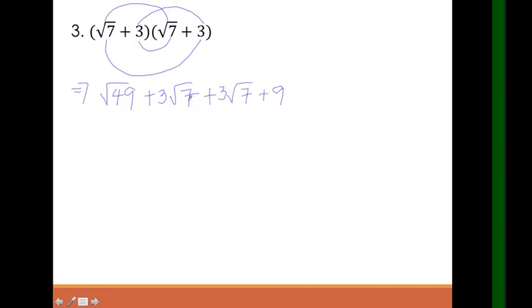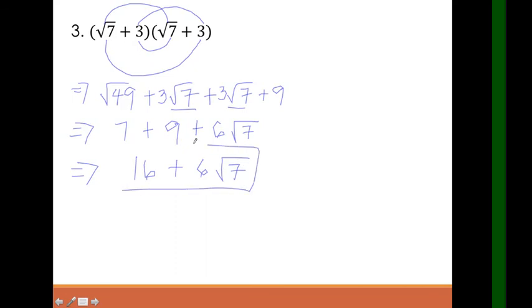Okay? Now, we can have square root of 49, which is 7, plus 9, ilagay natin yung 9 dito, plus 3 square root of 7 plus 3 square root of 7. We can add them actually because they have the same radical expression. So we have 6 square root of 7. Can you follow? And then 7 plus 9 is equal to 16 plus 6 square root of 7.